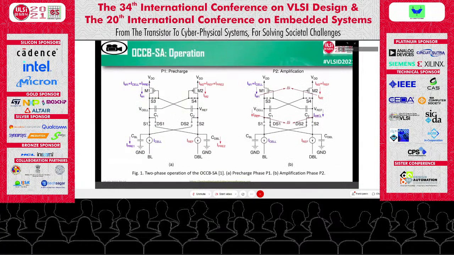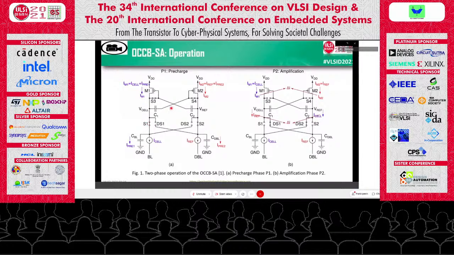Offset cancelling current-based sense amplifier involves two-phase sensing operation. One is pre-charge phase P1 and second is amplification phase P2. At the beginning of pre-charge phase, switches S1, S2, S3 and S4 are turned on while two switches DS1 and DS2 are off. The diode connected transistors M1 and M2 provide precharge currents I_pre1 and I_pre2 to the bit line and dummy bit line along with I_CELL and I_REF.